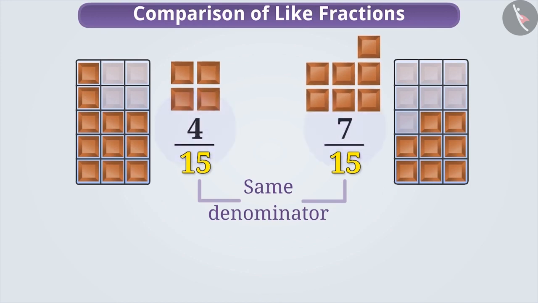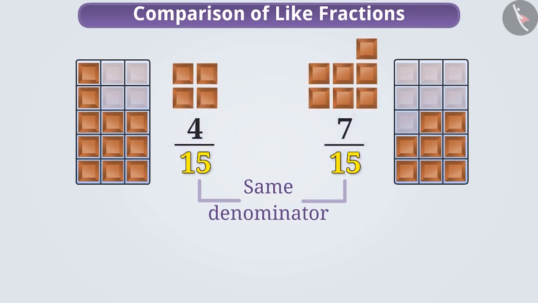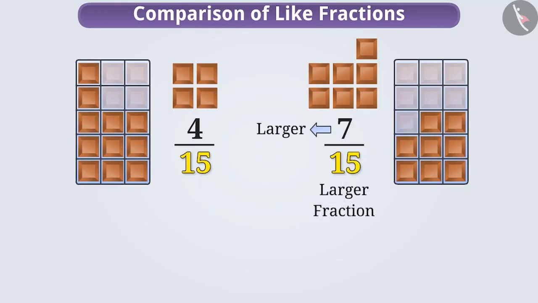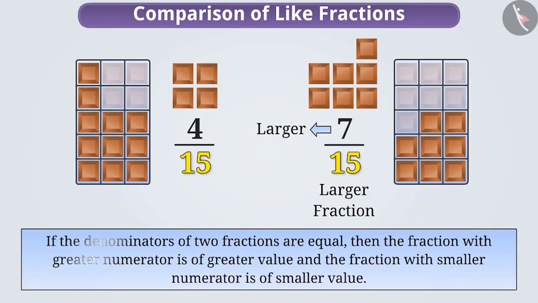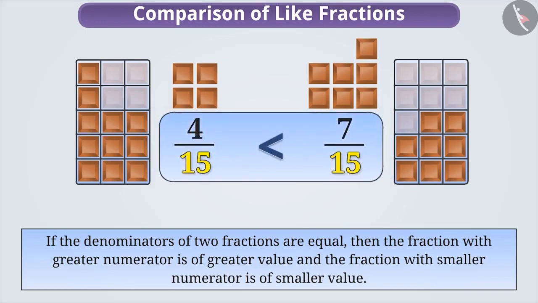Since the numerator represents the number of parts that are taken, the fraction whose numerator is greater will be the greater fraction. Therefore, for any two fractions whose denominators are equal, the fraction with the greater numerator is of greater value. Since the numerator 7 of 7 by 15 is greater than the numerator 4 of 4 by 15, therefore the fraction 7 by 15 is greater than 4 by 15.